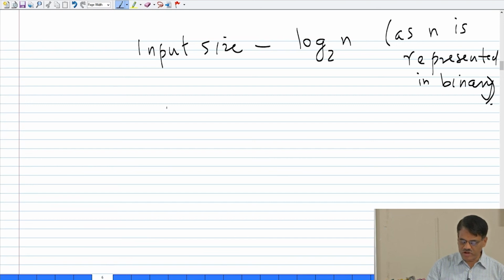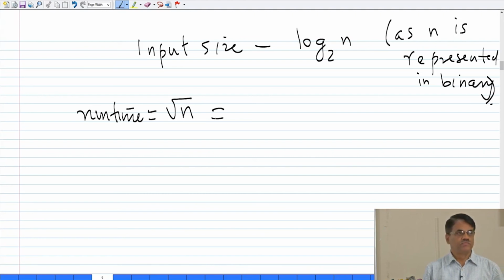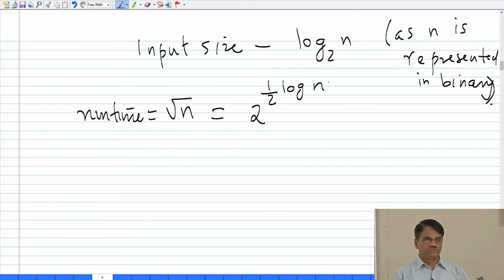So, what is square root of n, which is the runtime of the algorithm? It is actually 2 power half log n. Okay. This is just the definition of log n. What is 2 power half log n? 2 power log n is n, because the definition of log n means how many times you have to divide by 2 to get 1. So, 2 power log n is n and you take square root. So, 2 power half log n.